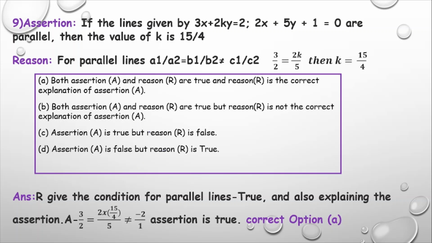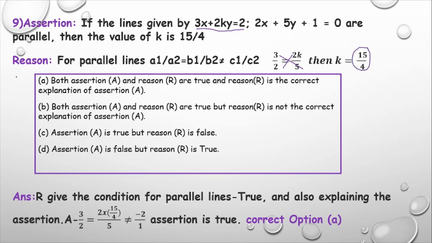Question 9. If the lines given by 3x plus 2ky equal to 2 and 2x plus 5y plus 1 equal to 0 are parallel, then the value of k is 15 by 4. The reason says for parallel lines a1 by a2 equal to b1 by b2 not equal to c1 by c2. Then they are finding the coefficients, comparing a1 by a2, 3 by 2, b1 by b2, 2k by 5, and by cross multiplying this they find the value 15 by 4.